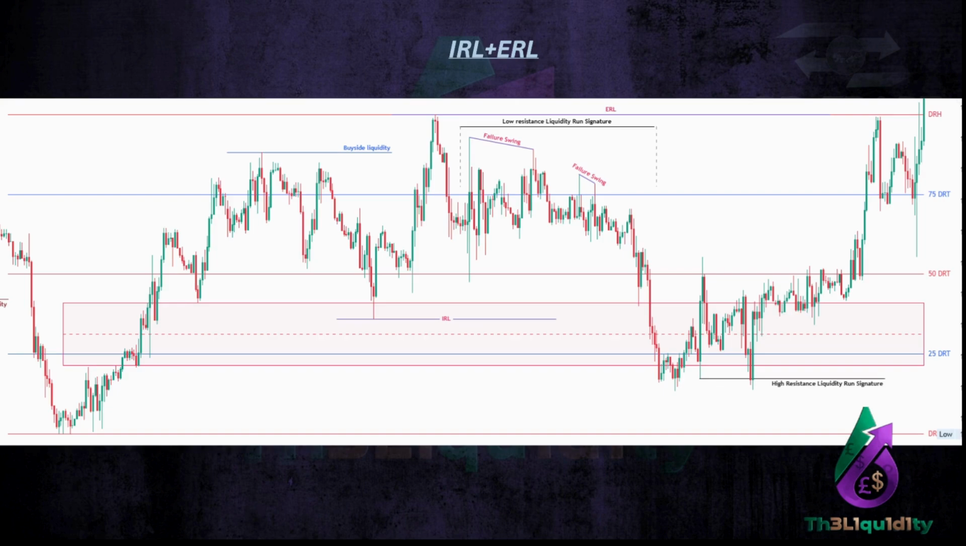So as you can see, we have this dealing range high right here and the dealing range low right here. As you can see, before we reach below the equilibrium price point, price fails to take highs, representing failure swing patterns, or should I say failure swing signatures.